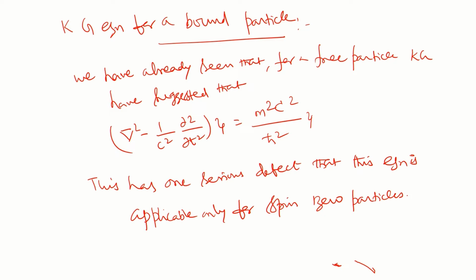For electronic systems, as the electron spin is 1 by 2, this equation cannot be applied for electronic systems. Still, we are going to apply this equation for a hydrogen atom having an electron with a spin half value, and find that the theoretically calculated value does not match with the experimental values. That we are going to see in this session, and that equation we call the KG equation for a bound particle. So, the equation given in this slide is the KG equation for a free particle. This equation is modified to get a KG equation for a bound particle. That is the subject matter of this session.